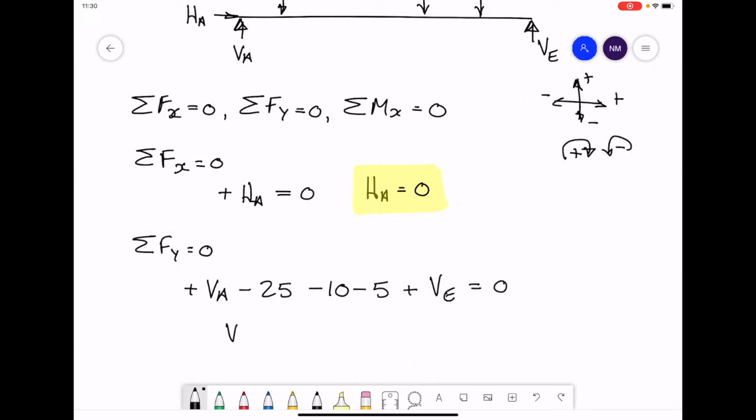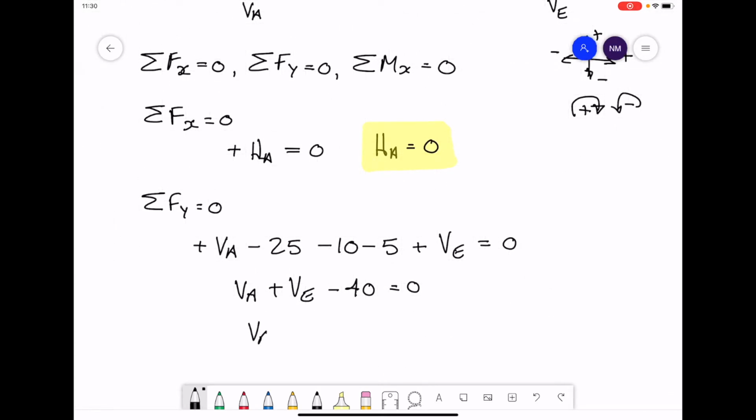Rearrange the equation, VA plus VE, bringing all the numbers together gives you a minus 40 equal to 0. Then move the 40 over to the other side, makes it a positive 40. So with this equation, if we can work out one of the reactions, we can easily work out the value of the other one.